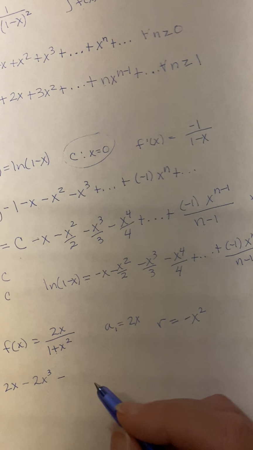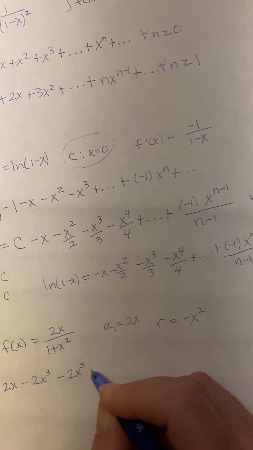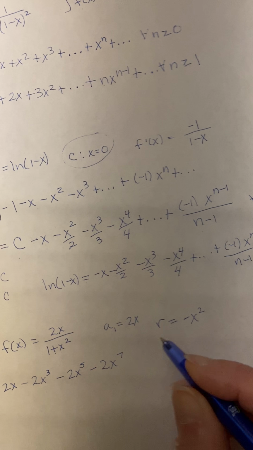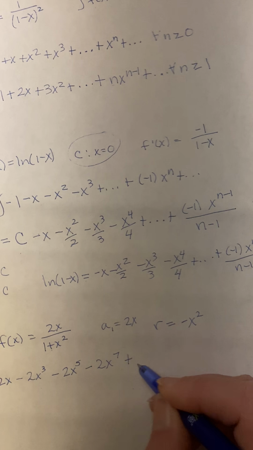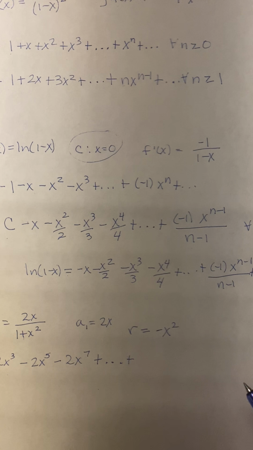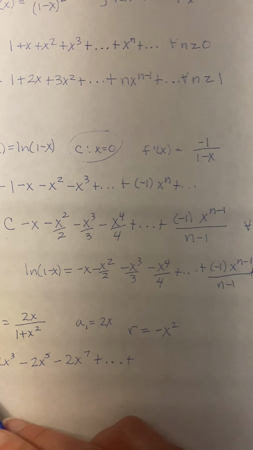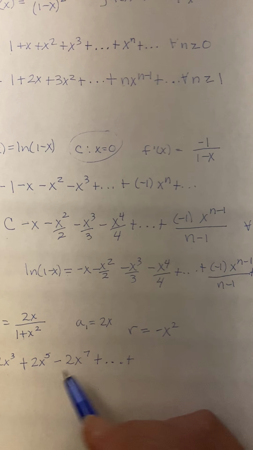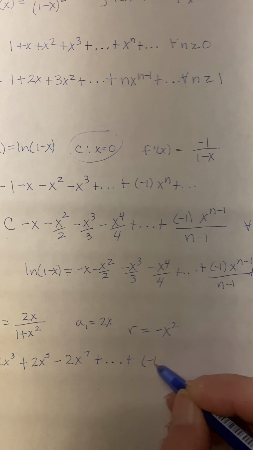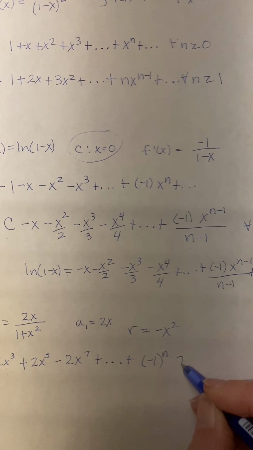Sorry, 2 times x, negative x squared is going to be 2x to the 5th minus 2x to the 7th. I think we're good, and we're going to write plus dot dot dot plus the nth term. Do we alternate? Well, we should, so I need to go back here. The first one should be positive, that should be negative, this should be positive, right? And then that would be negative. That looks better. And we're going to put negative 1 to the n, and let's see, we're going to take 2.